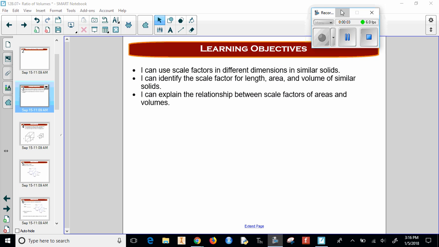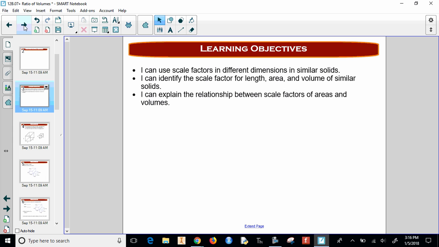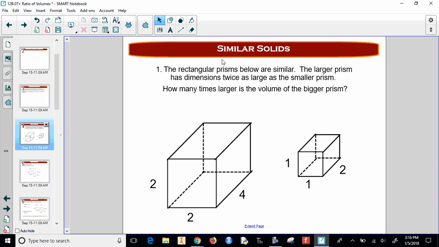Hello, today we're going to look at ratio of volumes. We're also going to look at ratio of surface area as well. Now, these rectangular prisms below are similar. The large prism has the dimensions twice as large as the smaller prism. How much larger is the volume in the bigger prism?